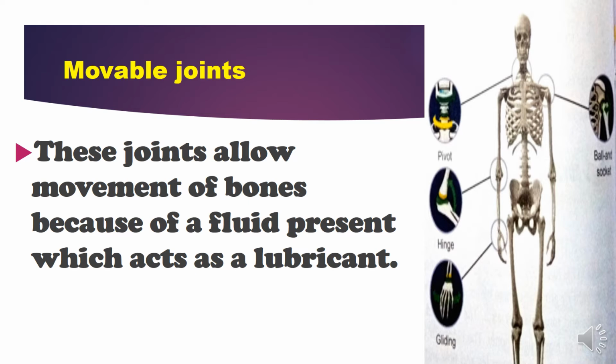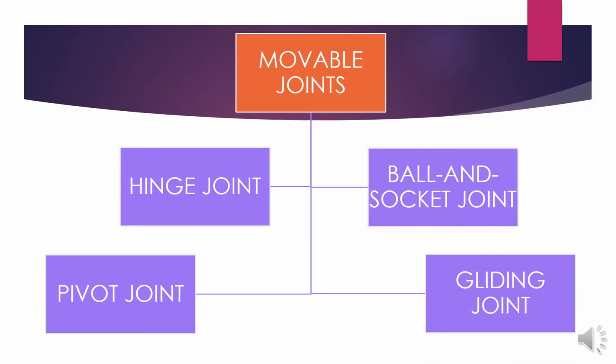Now the question is, how are these joints moving? Because of a certain lubricant or a fluid. A fluid is present between these two bones or where the joint is, and that is why it is able to rotate on its area because of the lubricant. Fine. Movable joints are of 4 types: hinge joint, ball and socket joint, pivot joint and gliding joint. Let's study each of them separately and understand where these types of joints are present in our body.